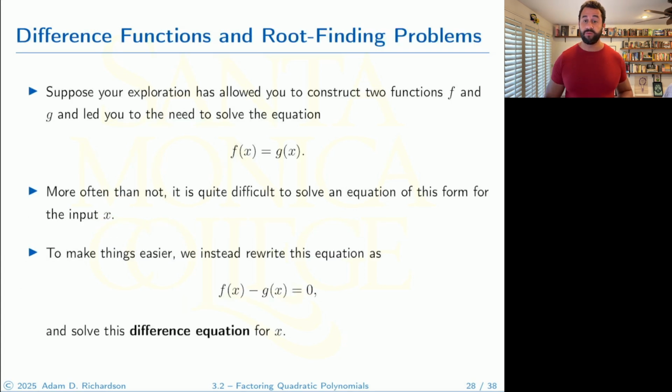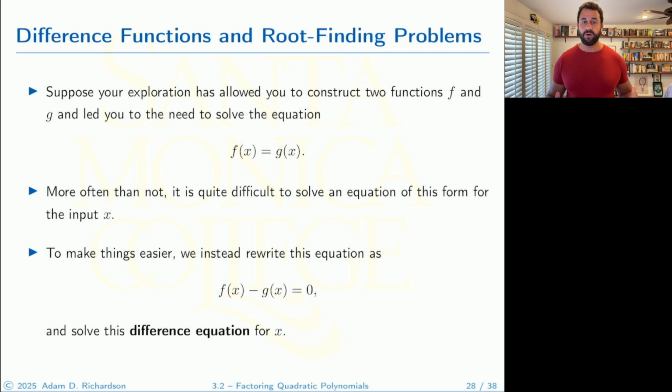So let's talk about root finding problems. And to talk about root finding problems, they often come paired with what are called difference functions. That's what we're going to set up right now. This is one of those concepts that sets this course apart from a standard precalculus class. We need to have an explicit exploration of this concept because you will use it over and over and over in your STEM career, okay?